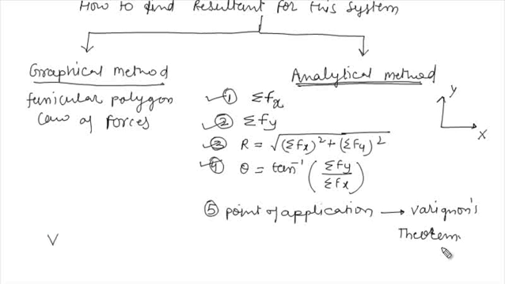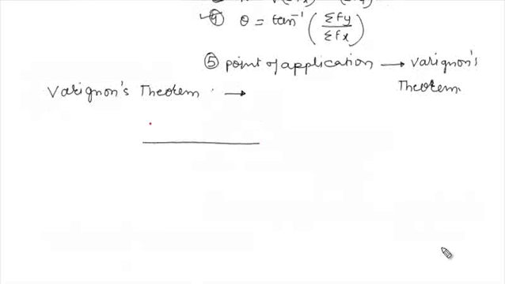So let's talk about Varignon's theorem. Before starting the Varignon theorem, first I will draw the coplanar non-concurrent force system. Suppose F1, F2, F3 and F4, these are the four forces acting on a body. And now we have to find out first the resultant R and then the point of application. So resultant R we can easily find with steps 1 to 4, but the point of application we have to find out with Varignon's theorem.